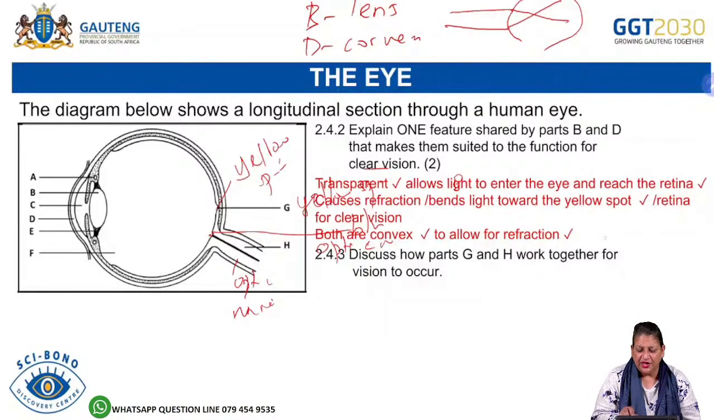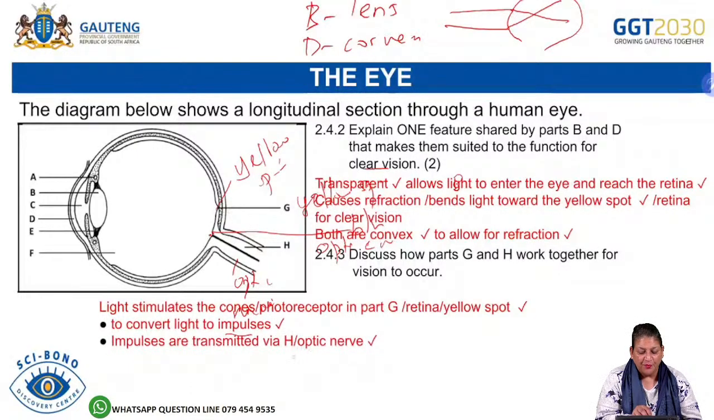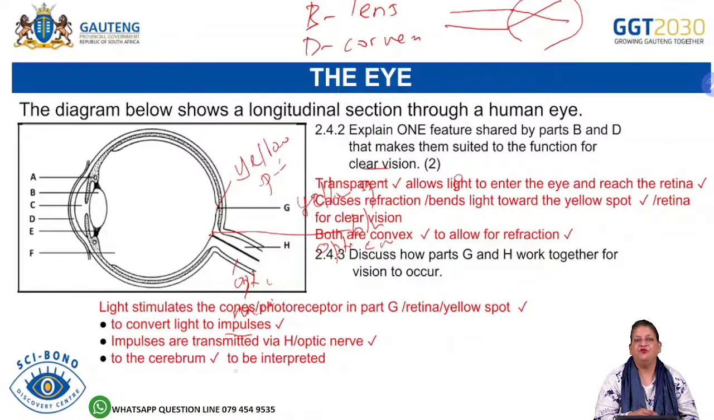Right, so let's see. Discuss how parts G and H work together. What must you say? You have to say that the light stimulates the photoreceptors in part G, which is the yellow spot. So the light stimulates the cones in G, the yellow spot. And then what's going to happen? It will convert that light stimulus to a nerve impulse, to be carried by the optic nerve to the cerebrum to be interpreted, and that's how vision occurs. Okay.